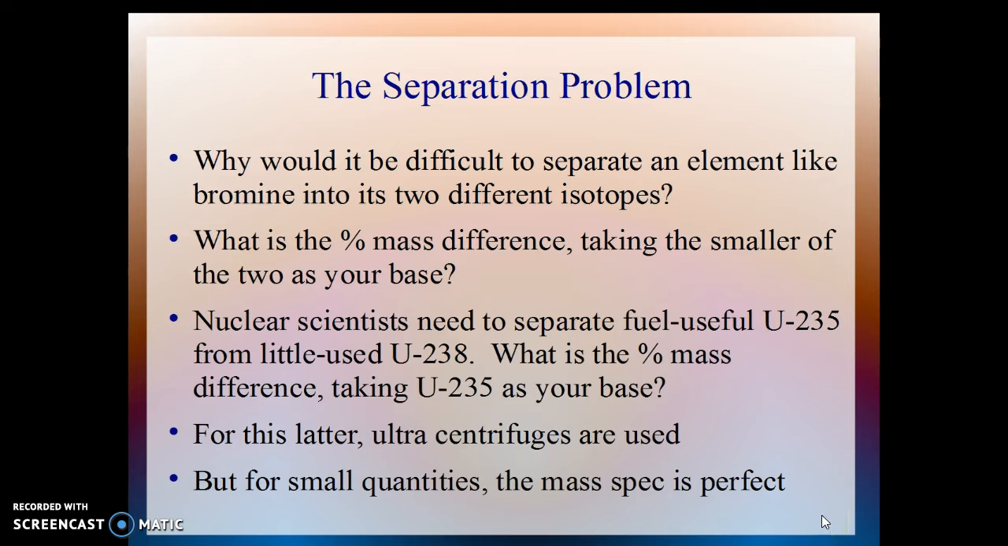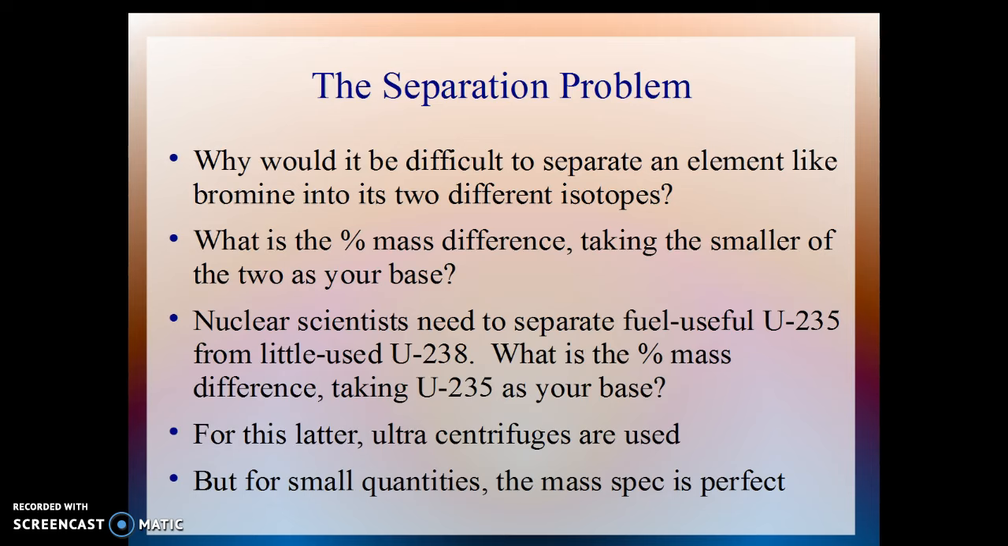Now, why would it be difficult to separate an element like bromine into 2 different isotopes? Well, look at the percent mass difference, and you see that it's very, very small. You're looking in most cases at less than 5% difference. And remember, of course, the chemistry of all bromine is exactly the same, so you can't separate isotopes chemically.